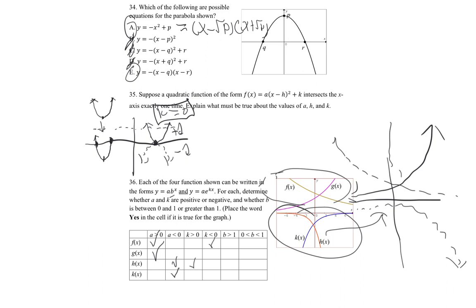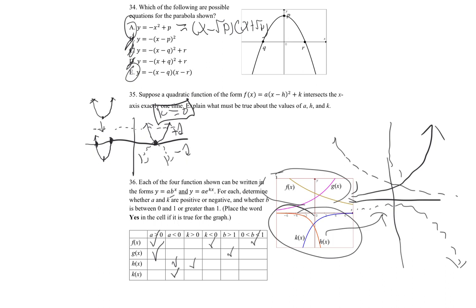B is never negative. It's whether or not it's less than 1. So I misspoke. K is negative. B depends on whether it's less than 1 or not. So f would have a b less than 1 because, again, it's decreasing. G would have a b greater than 1, and an a greater than 0.